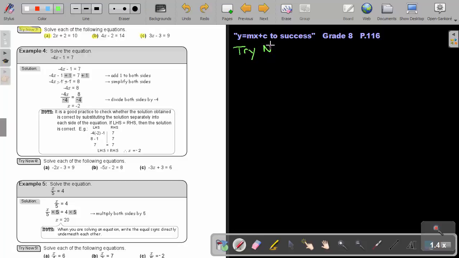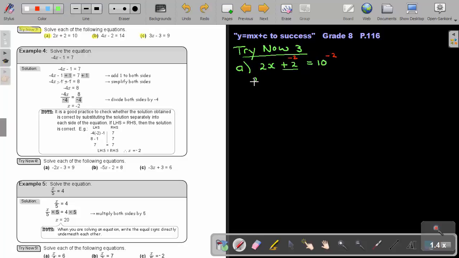So let's look at Try Now 3. Okay, let's look at number A. It's also 2x, and it's plus 2, and it's 10. Now remember, I first want that 2x to be alone on a side, that term. So I actually want to get rid of the plus 2. Remember, grab the sign. So in order to cancel positive 2, I will subtract 2. And whatever I do on one side, I do on the other side.